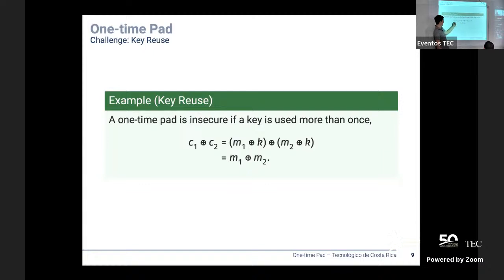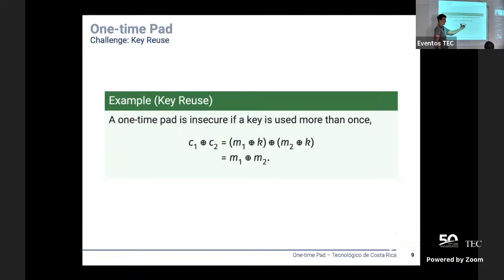And what does it mean? Ciphertext 1 is message 1 encrypted under the key, and ciphertext 2 is message 2 encrypted under the same key. If we know how the XOR operation works, we know that if we XOR some message with a key, and XOR some message with the same key, then the key cancels out. So we basically end up with the XOR between message 1 and message 2. And of course, here we can do all kinds of statistical analysis about letter frequencies, because this is just two English letters combined.